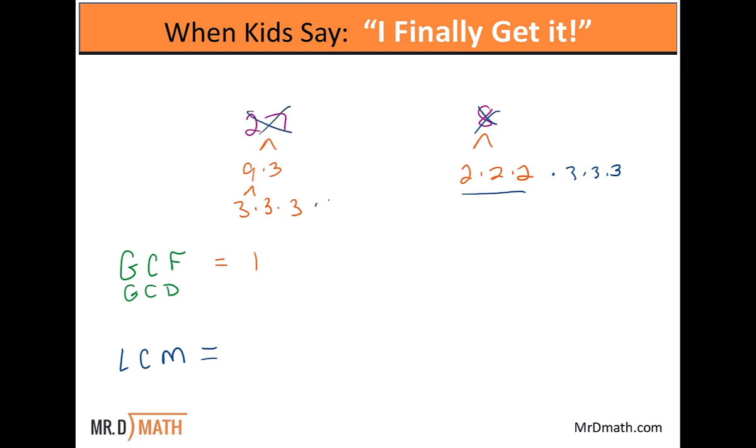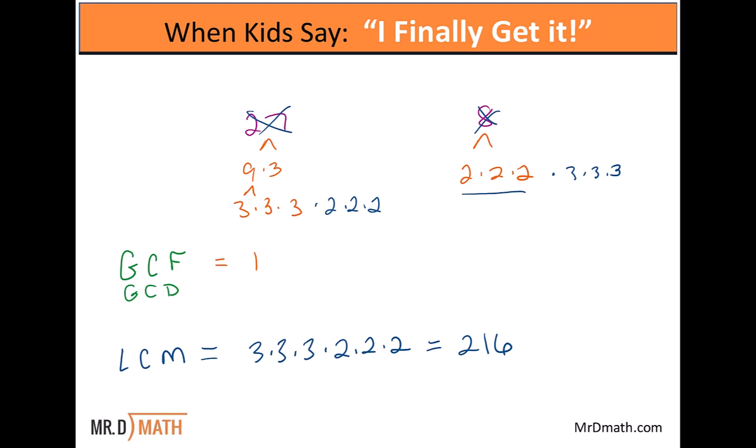Why? Because it needs 3 2's. Oh, look at that. What did we really do? Well, we just really multiplied them together. 27 times 8. 3 times 3 times 3 times 2 times 2 times 2. And if you multiply those together, you'll get 216. And there it is, the least common multiple.